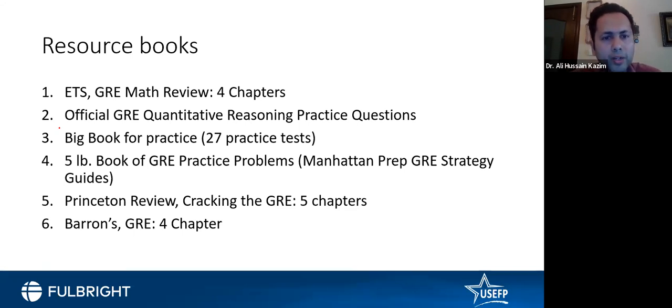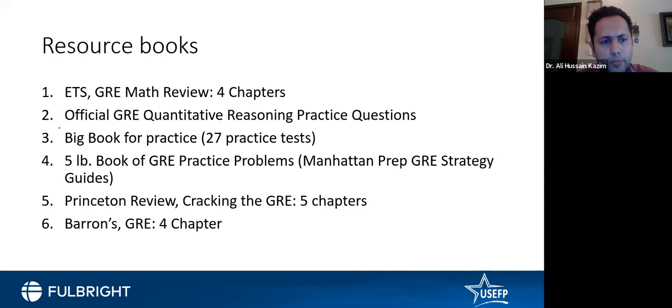Then comes a big book for practice. The Big Book is a book by ETS, and it has 27 actual practice tests. ETS stopped updating this book, and there was no other book where you could have actual practice tests. Then you have the 5 lb. Book of GRE Practice Problems, which is from Manhattan. This book has a lot of practice, segmented in chapters. So let's say you decide that you need to work on exponents or percentage. You go to this book and you can practice a lot over here.